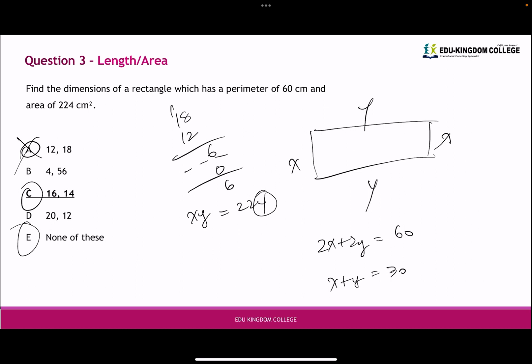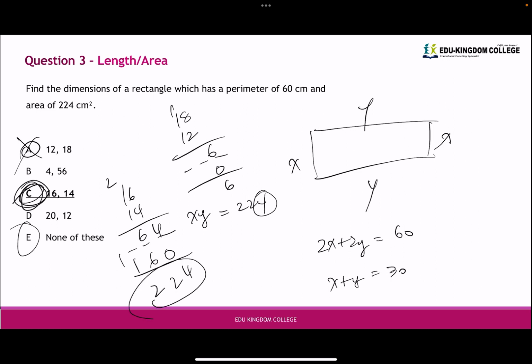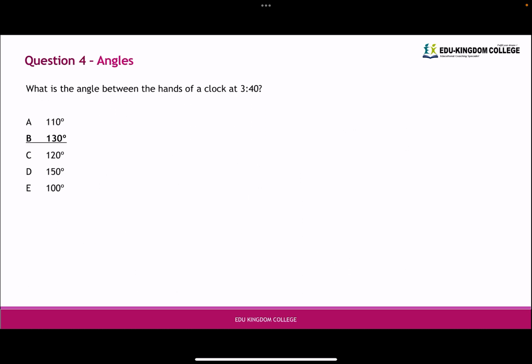So it has to be C or E. So let's see if C works. So 16 times 14. The first digit works because it's going to be 4. Okay, let's keep going. 4 times 1 plus 2 is 6. 1 times 6 is 6. 1 times 1 is 1. Does that work? Yes, it does. So it's C. Now, what's the angle between the hands of a clock at 3:40?